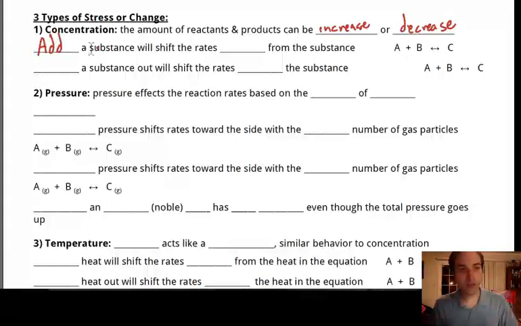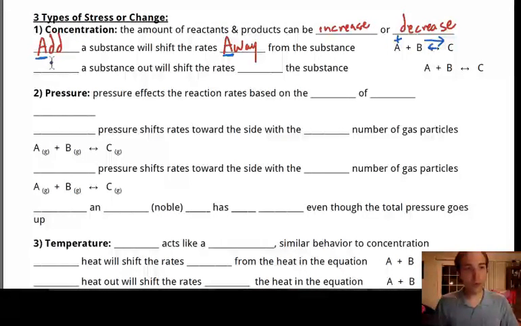First of all, if you add a substance, it will shift the rates away from the substance. And this is my way of remembering it. Add starts with A, and we're shifting away. Okay? So if I add some A, it will shift to the other side of the reaction. So the forward reaction is going to speed up and the reverse reaction is going to be kind of slow. Okay? In terms of what we talked about yesterday, you could think of this as particle collisions. If you have more A in there, that means more A particles are around to collide with B, which means you have more opportunities for reactions.